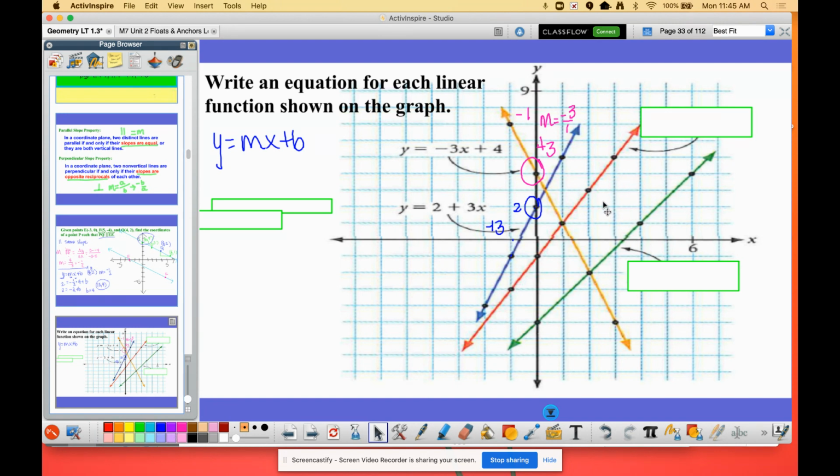Let's try the red line. So for the red line, looking at our y-intercept, it's right here at negative 1. And then to count our slope, we're going to go up 2 and over 1. So our slope is 2. So this should be y equals 2x minus 1, or plus a negative 1. They mean the same thing.